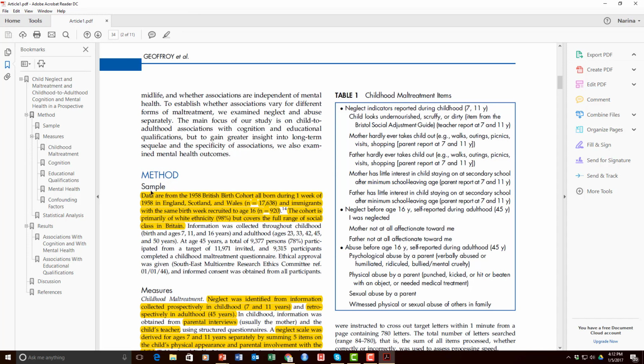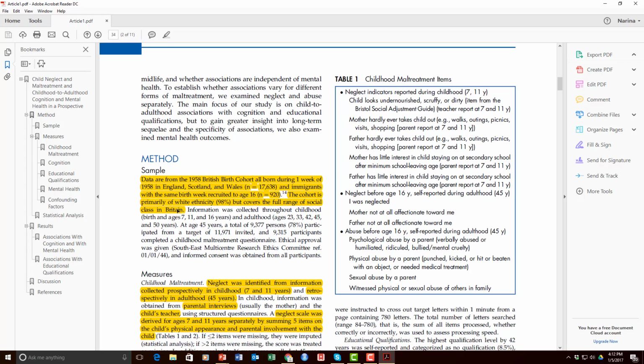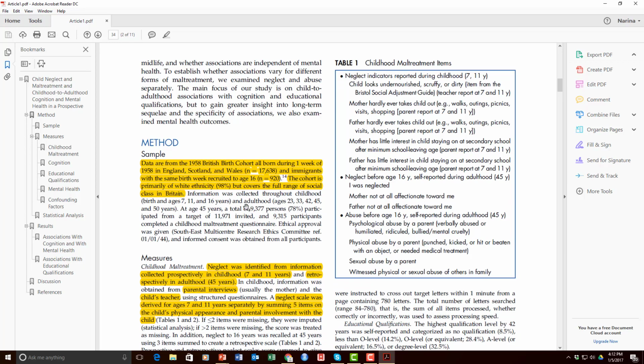So this sample right here, this is where we're going to try to find out if only identified people are studied. It says data is from this birth cohort born at this specific time, recruited. The cohort's primarily white. That's helpful, but not terribly helpful at this point, because I don't know quite how they're identifying the kids. However, if I got the children from a Department of Family Services sample, I should be mentioning it right there.